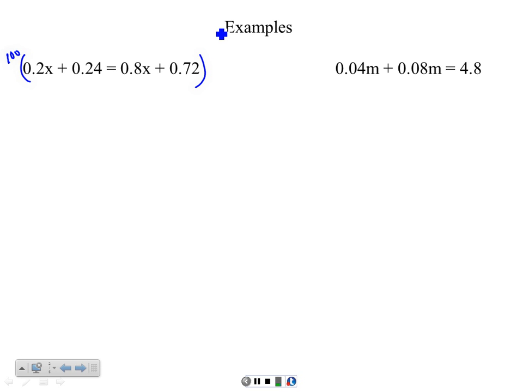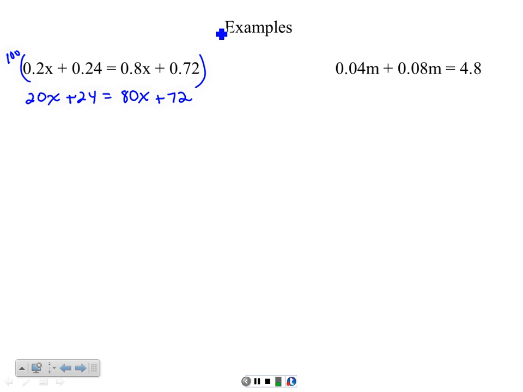And again, you can do this in your calculator. 100 times 0.2 is going to be 20x. 100 times 0.24 is going to be just 24. 100 times 0.8 is going to be 80x. And then 100 times 0.72 is going to be 72. So all the decimals are gone.